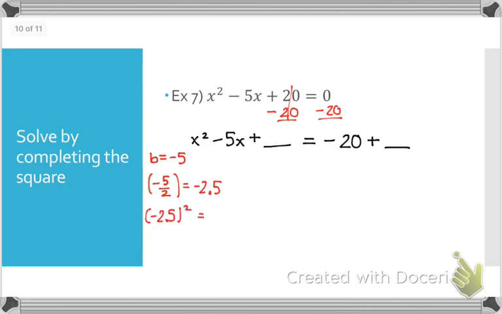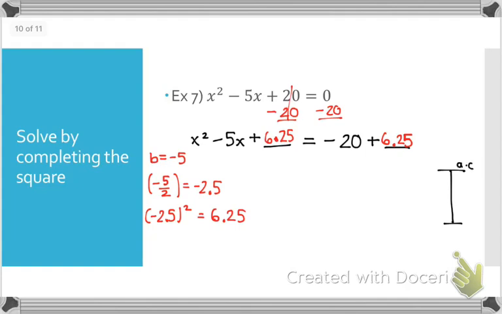And what we're going to do with this value now is square this term. Okay, so when we take 2.5 squared, that's going to equal 6.25. Okay, so we're going to add 6.25 to each side. Okay, all right, so the next thing we're going to do, we're going to go ahead and factor the left-hand side.